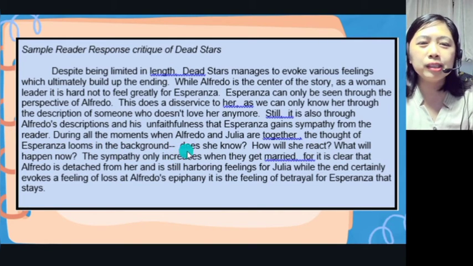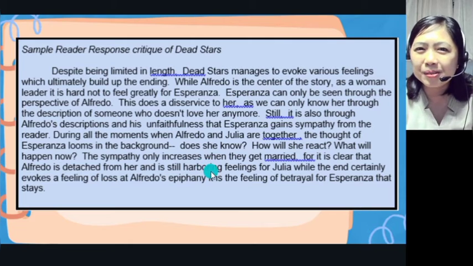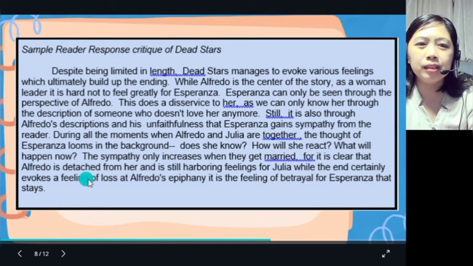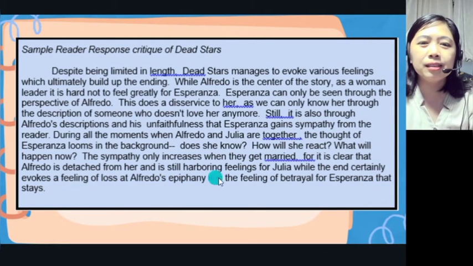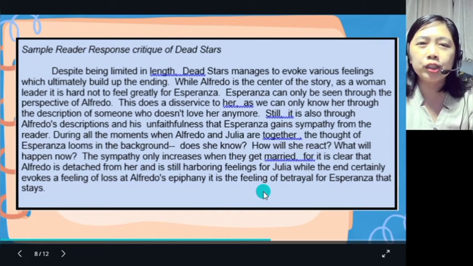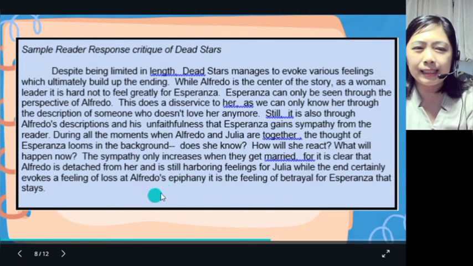During all the moments when Alfredo and Julia are together, the thought of Esperanza looms in the background. Does she know? Okay. How will she react? What will happen now? The sympathy only increases when they get married. For it is clear that Alfredo is detached from her and is still harboring feelings for Julia, while the end certainly evokes a feeling of loss. At Alfredo's epiphany, it is the feeling of betrayal for Esperanza that stays.